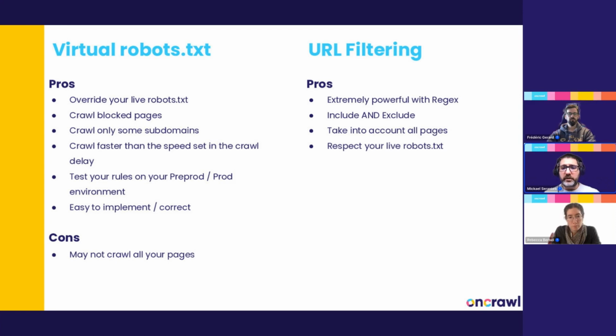It will take into account all pages, because with the robots.txt some pages will be disallowed, and if they are disallowed, we cannot crawl those pages, so we cannot follow links on them. At the same time, with the URL filtering, we will respect the live robots.txt. That's really important if you're trying to imitate the behavior of a bot on your site. If you're trying to see what a search engine sees, being able to respect that live robots.txt is such an important element.